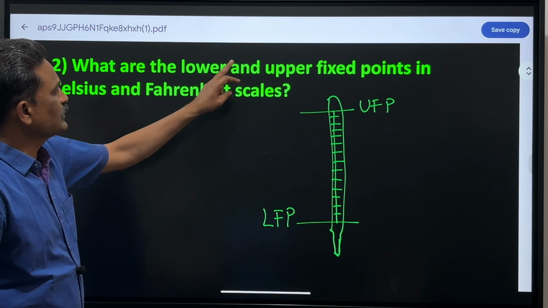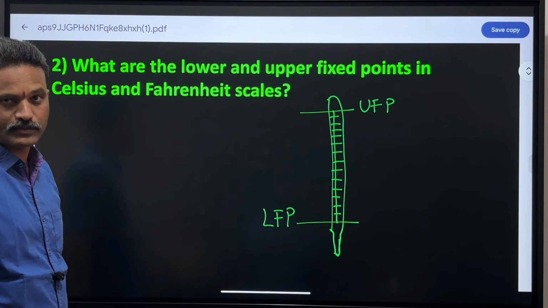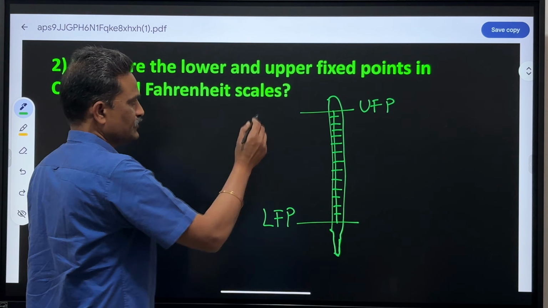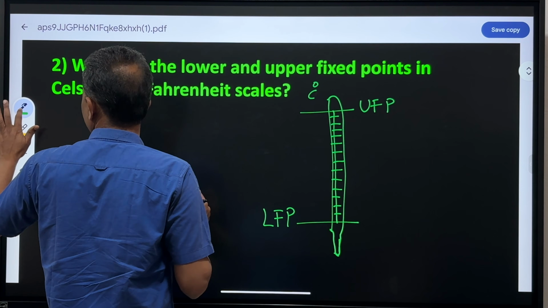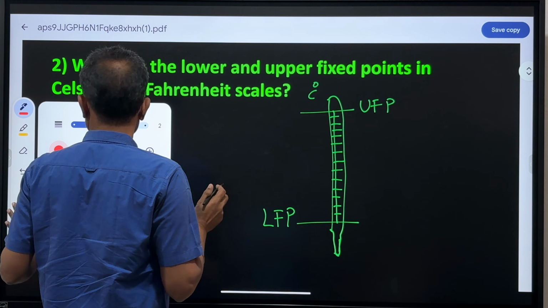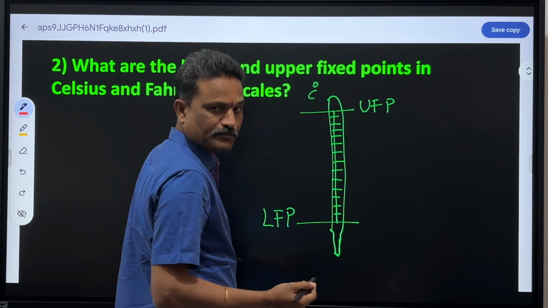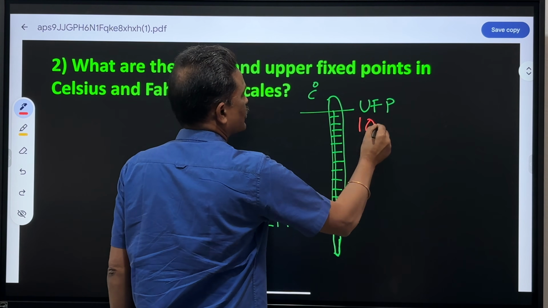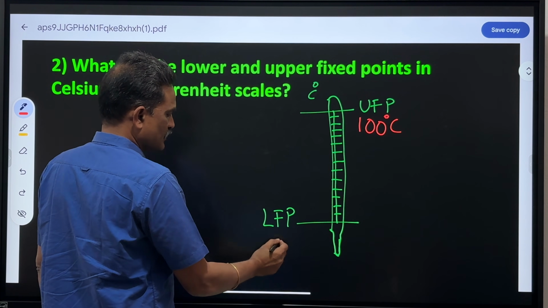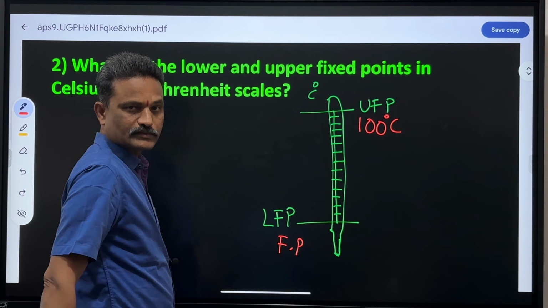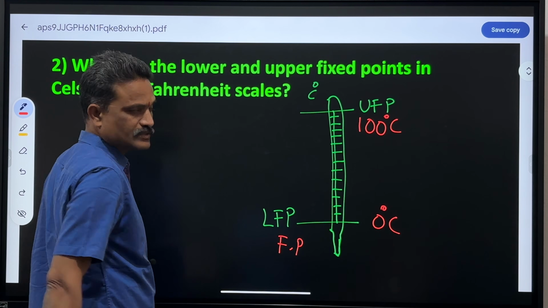Now what are the lower and upper fixed points in the case of Celsius as well as in Fahrenheit scale? That is the question. In the case of Celsius scale, that is in case of degree Celsius, upper fixed point is nothing but the boiling point of water, that is 100 degrees Celsius. And lower fixed point is nothing but the freezing point of water. So water freezes at 0 degrees Celsius. So this is in the case of degree Celsius.